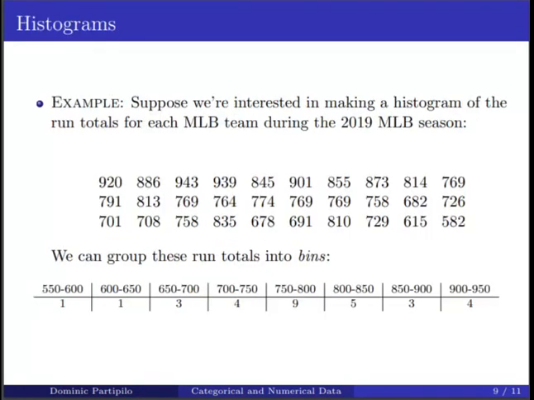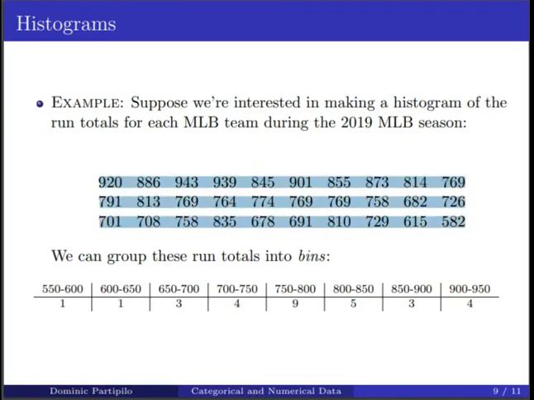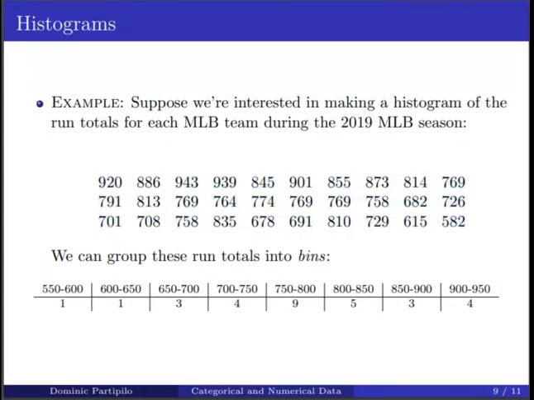So let's look at an example. Suppose we're interested in making a histogram of the run totals for each MLB team during the 2019 MLB season. So here's a list of all the run totals for each MLB team during that season. So what we do is we're actually going to group these into what are called bins. So we're going to look at all the teams that had between 550 and 600 runs, and then all the teams that had 600 to 650 runs, and so on. And we're going to count how many fell into each of these intervals.